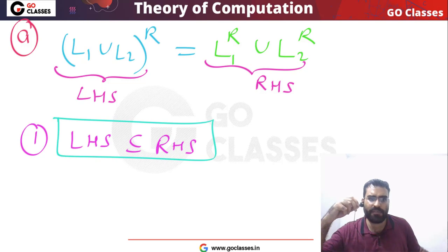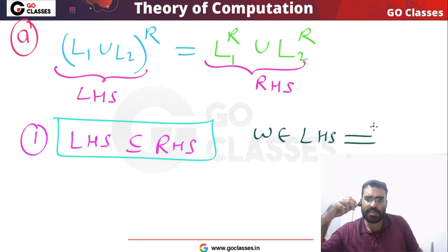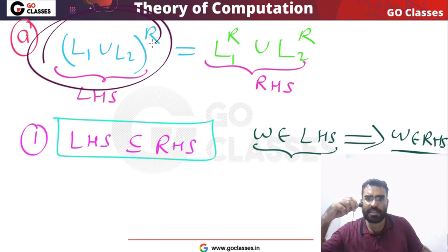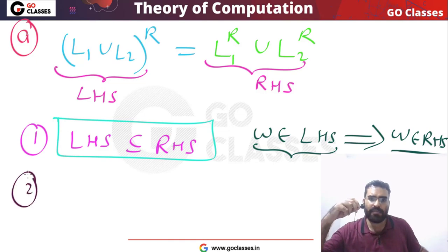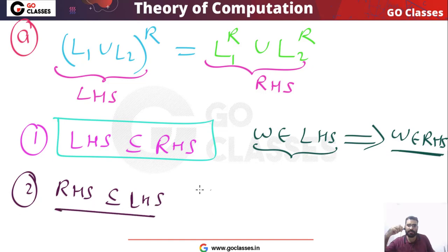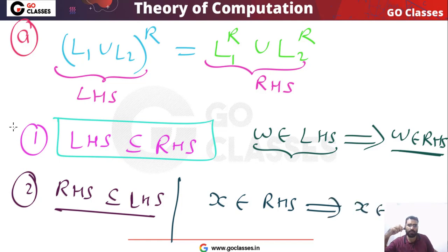It means that if any string belongs to LHS, then it also belongs to RHS. If any string is here, then that string is definitely here. This is what I will prove. And after that, I will prove that RHS is a subset of LHS, which means that if any string belongs to RHS, then that string also belongs to LHS. So these two things I have to prove.